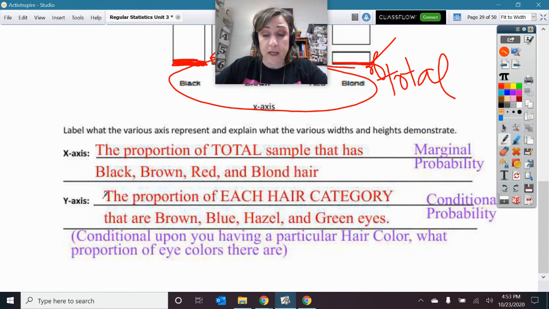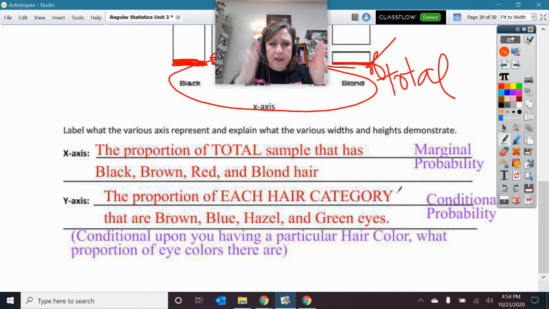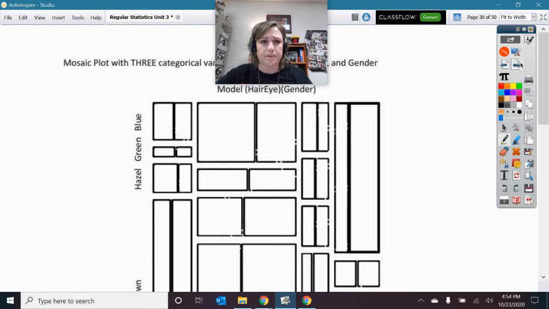So here's how that could be written. The proportion of each hair category. You have to say it in that order. If you say the proportion of eye color, that's wrong, because that's saying your denominator is the eye colors. It is the proportion of each hair category, the black-haired people, the brown-haired people, and so on, the proportion of each hair category that are brown, blue, hazel, and green eyes. It's conditional upon you having those hair colors, the rate at which you have those eye colors.